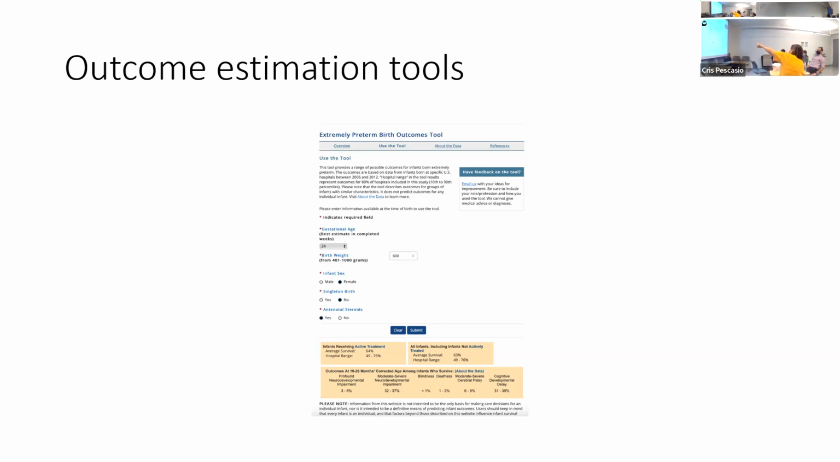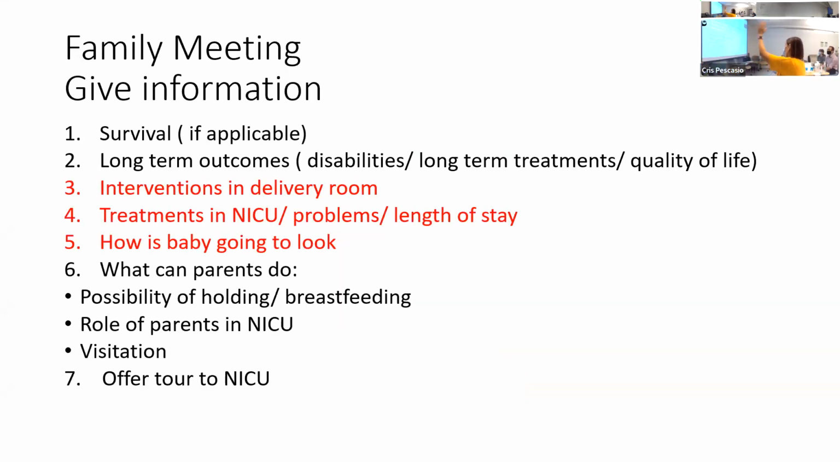So you put in the gestational age, the estimated gestational age, which is an estimate tool, right? Female, singleton, and it gives you the numbers: survival and developmental issues, impairments, cerebral palsy. So we talked about survival and long-term outcomes. Then let's talk about interventions in the delivery room, treatments in an ICU, problems, length of stay, and how it is going to look.